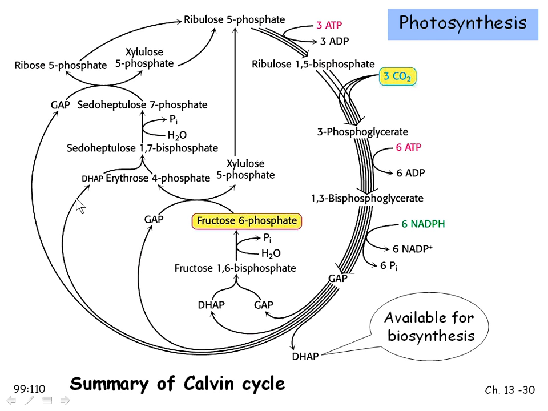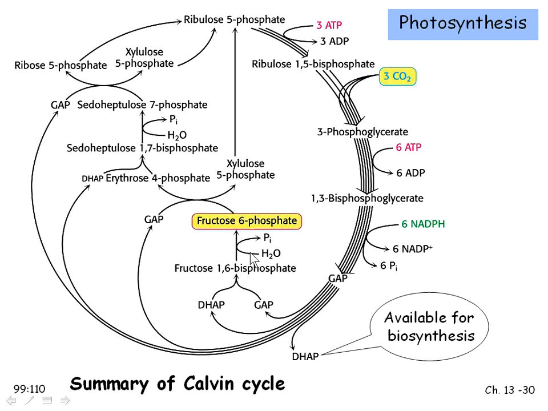Take another 3 carbon fragment, and we can take the 3 and a 4 to make a 7 carbon fragment. Take the last of the 3 carbon fragments, with a 3 and the 7 gives us a 5 and a 5. And we can rearrange that 5 into ribulose 5-phosphate. So here we've got 2 of the 3 we need back.